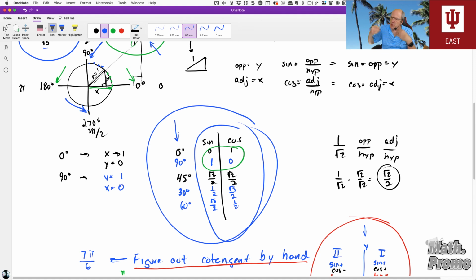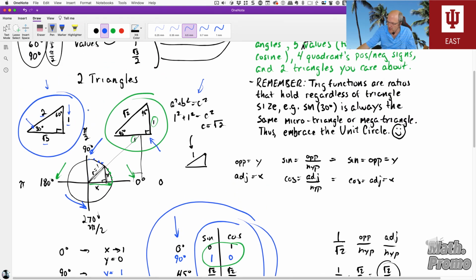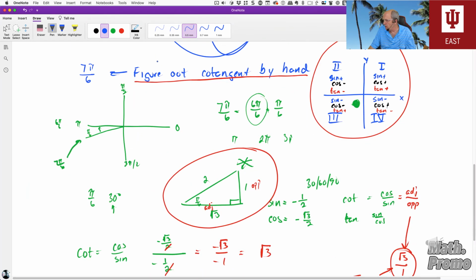Draw the triangles, draw the XY axis, draw the unit circle. You might say I'm in a rush on a test, but you want to slow down and make sure you're not making mistakes. I've done things like that where I might have 1/2 on the brain when it should have been square root of 3 over 2. You draw this out, there's no way you're going to make that mistake. You draw your little quadrant thing, positive, negative with your quadrant, there's no way you're going to remember the wrong thing.